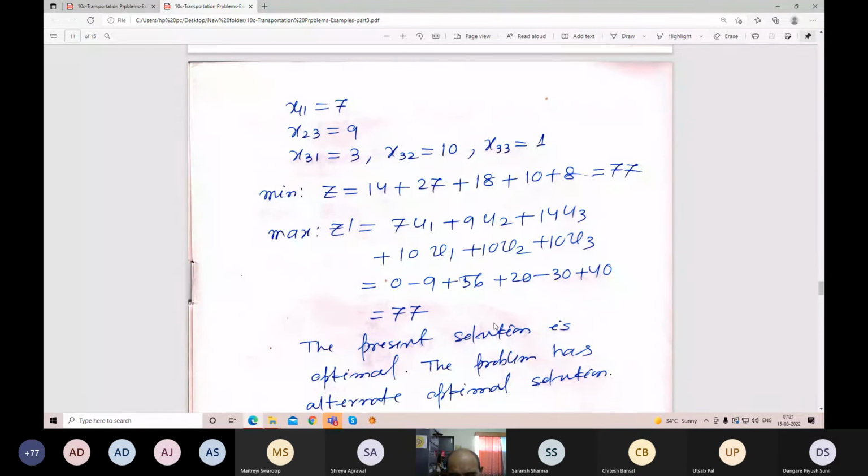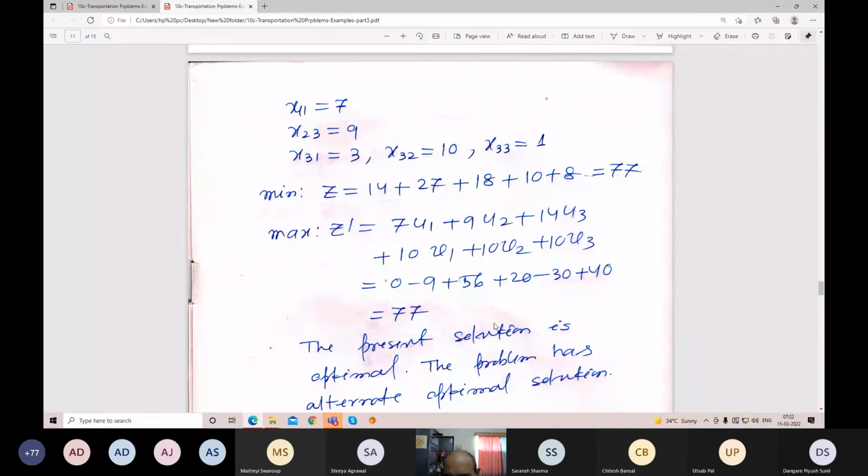So we'll form a closed loop. Drawing horizontal and vertical lines, every horizontal and vertical line's end point has to be in an allocated cell. The number of positive marks and negative marks cells should be the same. Then from the negative we reduce, from the positive we increase. So we try to find the departing variables. One of them is the entering variable, one of them the departing variable.